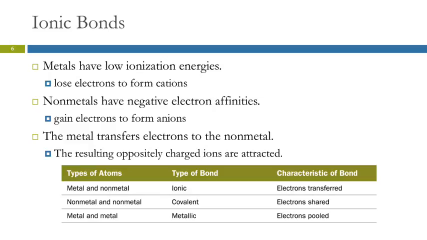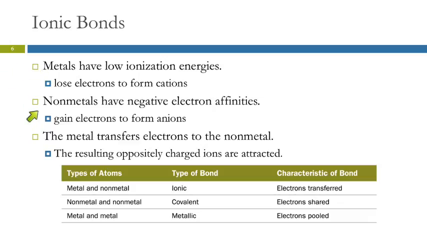So the types of bonds, ionic bonds. Ionic bonds, as we learned earlier, are between metals and nonmetals. Metals have low ionization energies, and so they will lose electrons and form cations. Nonmetals have negative electron affinities. That means they release energy when you give them an electron. So the nonmetals gain electrons to form anions.